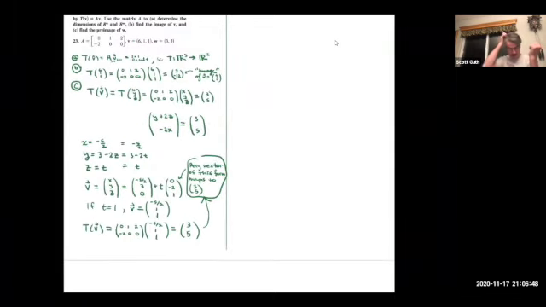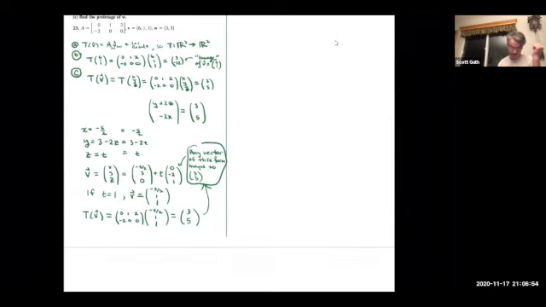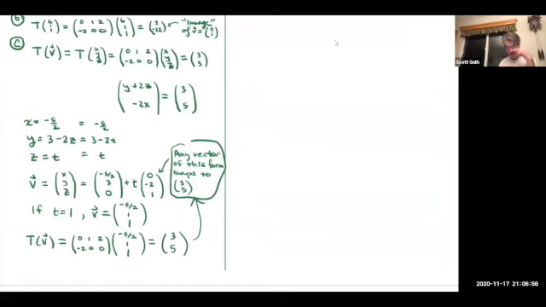Okay, so that's going to be a line in R3. All the vectors that satisfy this description form a line in R3.